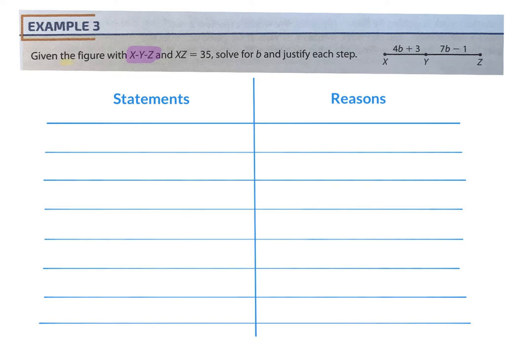We are given the figure xyz and that xz equals 35, all right? So that's exactly what we're going to tell them. We're going to say, I have the figure xyz, right? And they also told me that xz, or the length of the segment xz, is 35. That is what they told me, given. And then they gave me this information. And so the reason I know that is given.